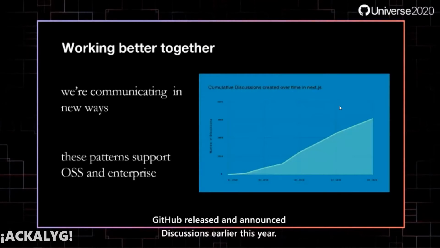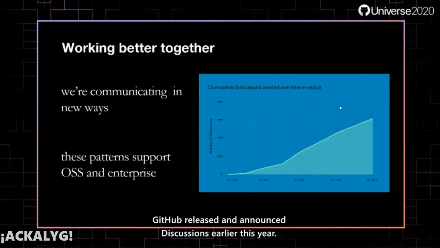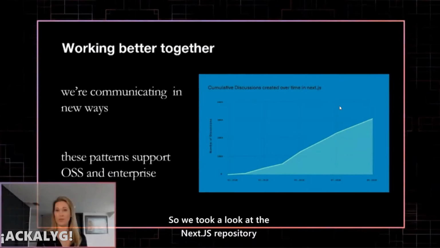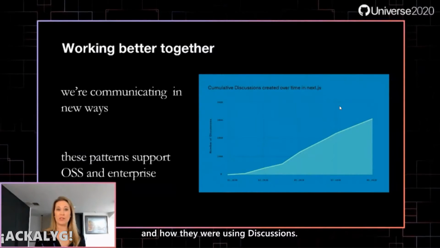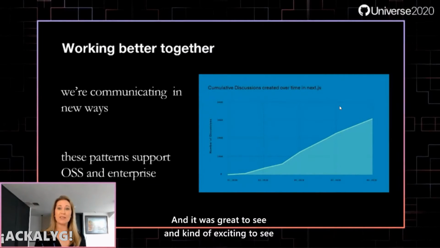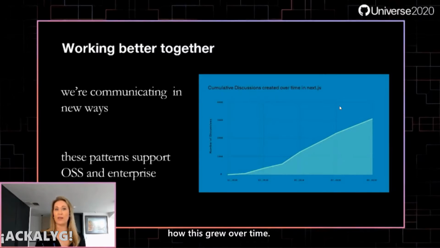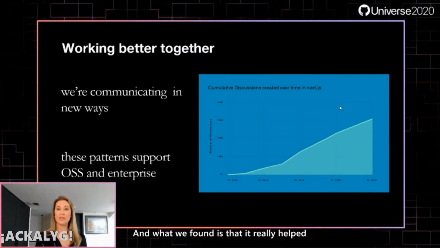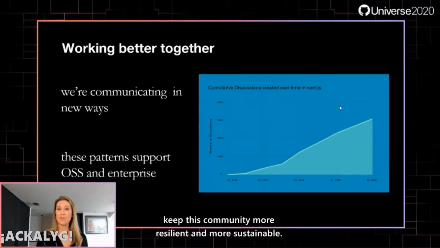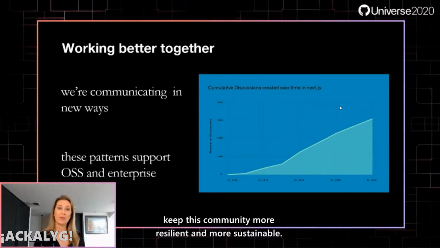GitHub released and announced discussions earlier this year. So we took a look at the next.js repository and how they were using discussions. And it was great to see, and kind of exciting to see, how this grew over time. And what we found is that it really helped keep this community more resilient and more sustainable.